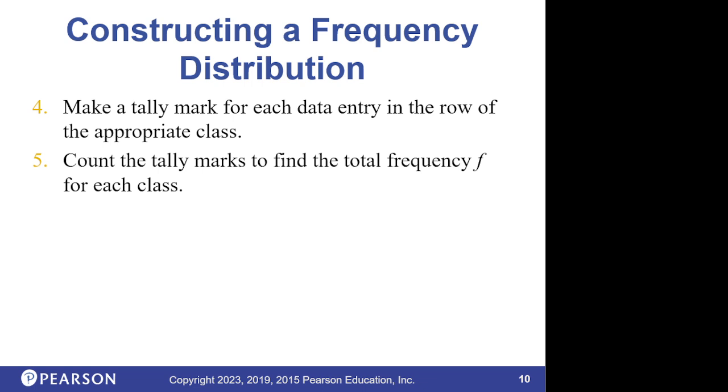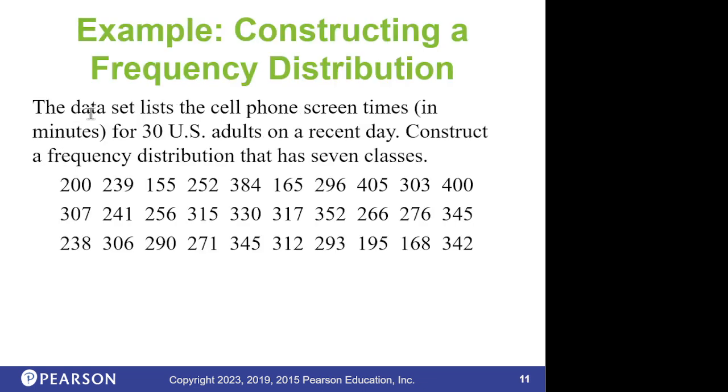So I'm going to take the data example in the textbook, but I'm going to work it out because sometimes reading these steps in the textbook can be a little hard. So what we're going to do here is we have the cell phone screen time for 30 US adults on a recent day. And so we're going to construct a frequency distribution that has 7 classes. So the text is giving us 7 classes. Here's our 30 pieces of data, which are the minutes in screen time, and we're going to want to build a frequency distribution from it.